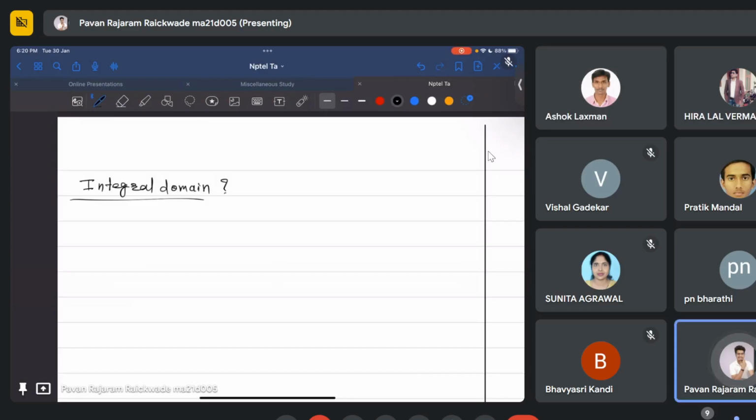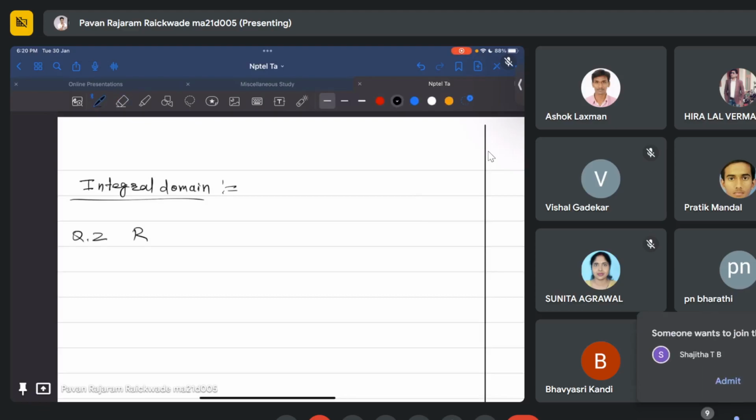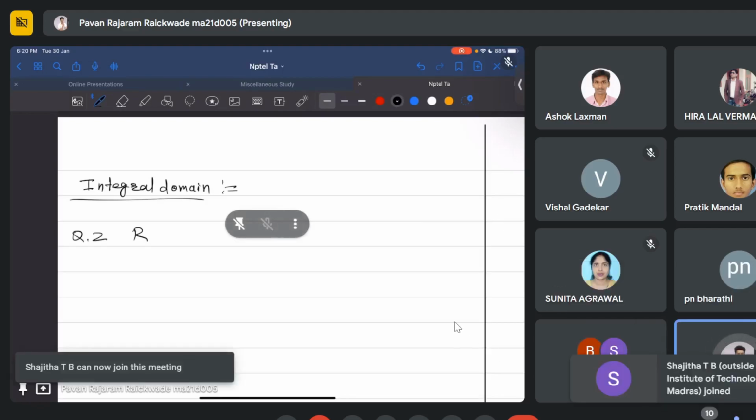Now what is a zero divisor? A non-zero element a is said to be a zero divisor if there exists a non-zero element b such that ab is equal to 0. Perfect. So now this is a very simple question. We define an integral domain as a ring with no zero divisors. I hope you heard him and you have watched the lecture, so you know the definition.